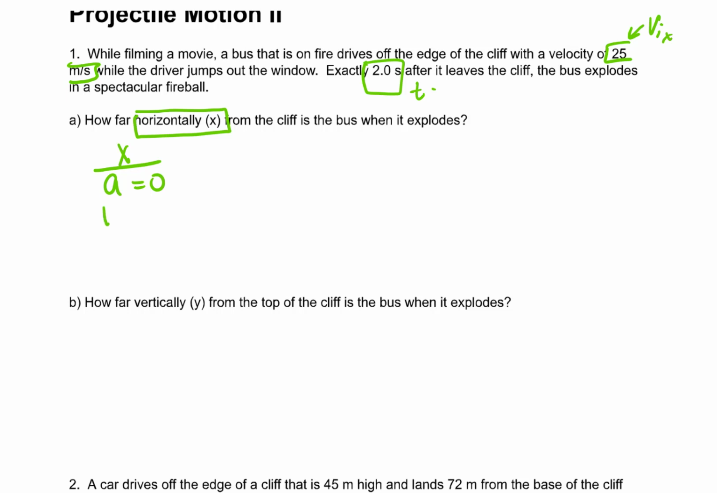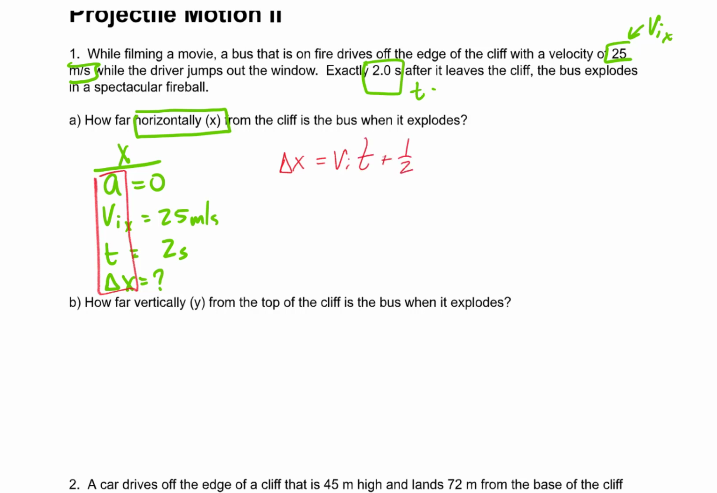So I know that the initial velocity in the x direction is 25 meters per second, and I know that the time is 2 seconds, and the acceleration is 0, and I want to know how far my object goes. So looking at all of this stuff, if I want delta x, we're going to use the third equation. Delta x is v initial times time plus 1/2 acceleration times time squared.